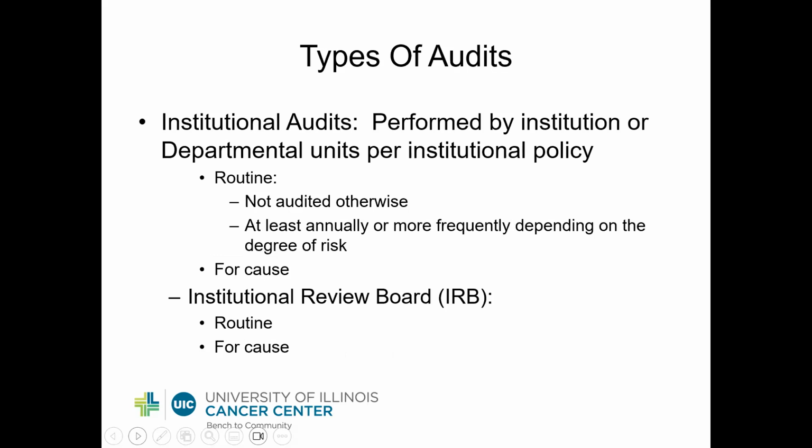Institutional audits are performed by the institution or department, units per institutional policy, routine, not audited otherwise, at least annually or more frequently depending on the degree of risk, and for cause. The Institutional Review Board does routine audits as well, and for cause.